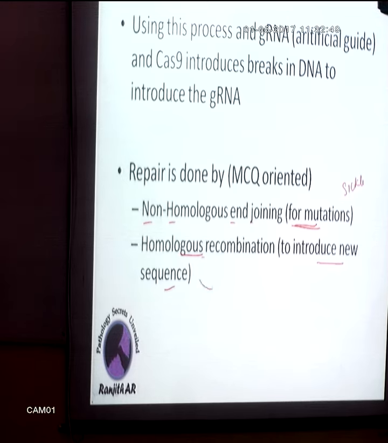Where this is used, for example, you have deletion of 22q. What disease is it? It is DiGeorge. So using this method, I can introduce this into a gene, into a cell. So for a mutation like sickle cell anemia, I use the method of non-homologous end joining.